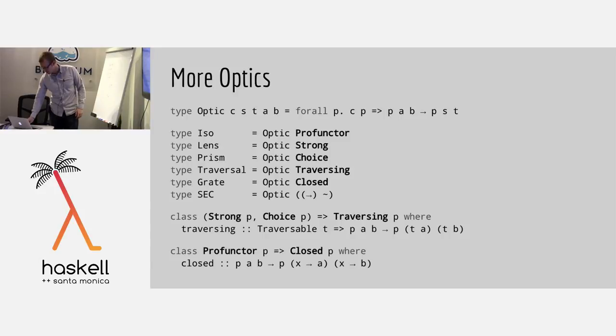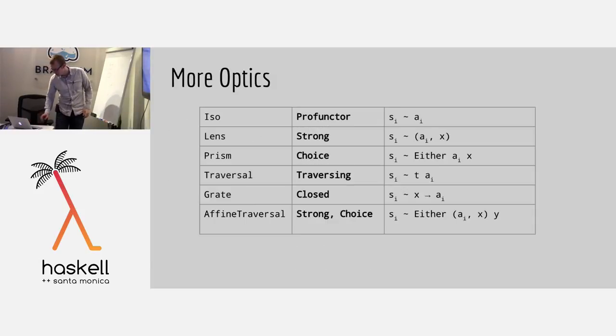So yeah, the set of all the optics is pretty rich, and you can do a lot of things with them. So this is the table, right? You have isos, lenses, prisms, traversals, grates, and affine traversals. They all correspond to some constraint that strengthens the profunctor constraint. And they all identify this big data structure S as being isomorphic to some data structure that has an A in it somewhere. Okay, so Iso says S and A are just isomorphic. Lens says S is isomorphic to a tuple, and one of the things in the tuple is going to be A.